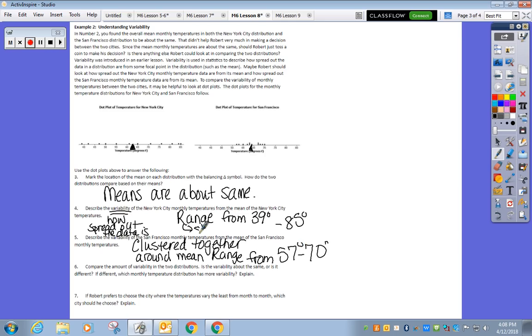Okay, so these were more spread out. I forgot to add that piece in here. Spread out, and they range from 39 to 85, whereas in San Francisco, they're more clustered together around the mean, and they range from 57 to 70 degrees.